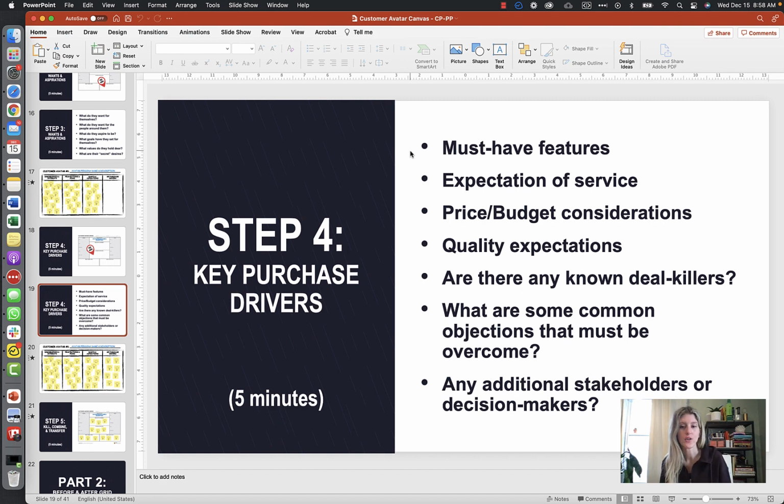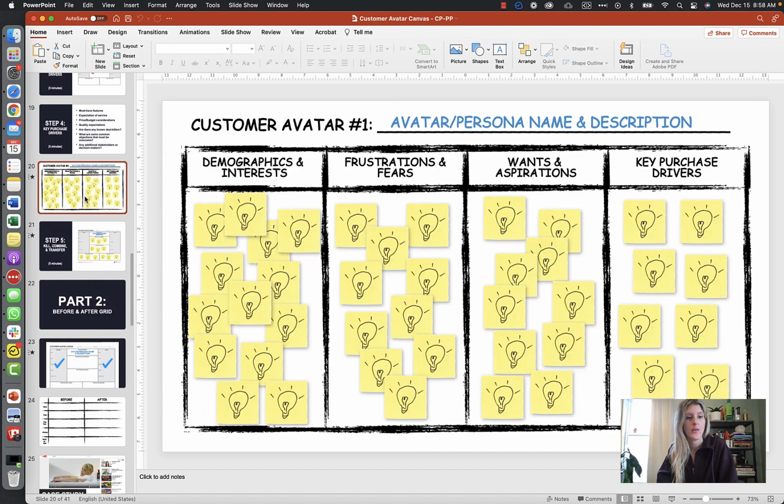And are there any additional stakeholders or decision makers? Is there a dad that needs to be considered? Or is there a mom that needs to be considered? Or are there grandparents that need to be considered? Or is it just a single parent or single grandparent or single guardian that's making the decision? Is there anybody additional that needs to be taken into account? So that is the last section here under key purchase drivers.